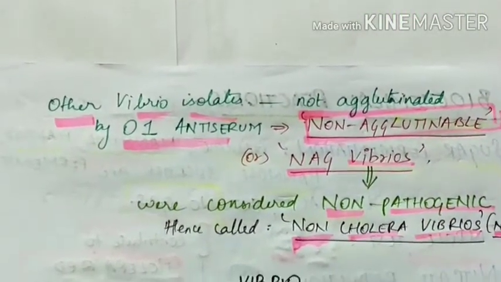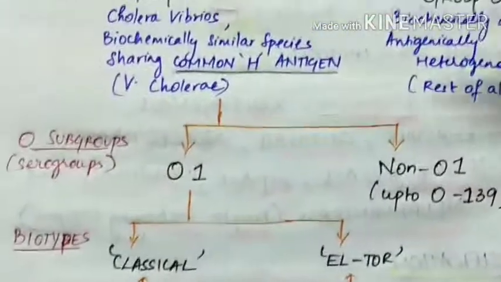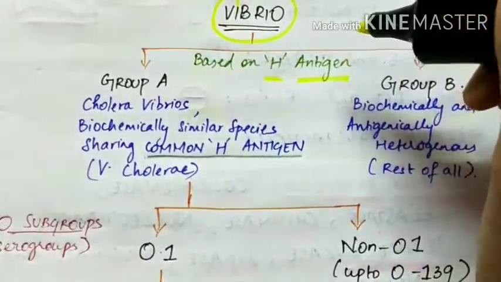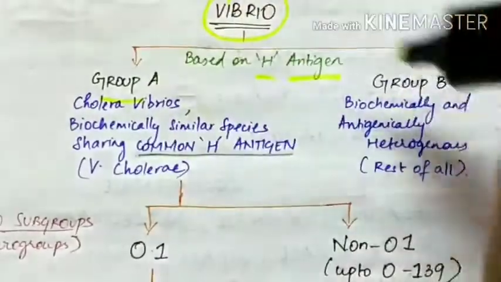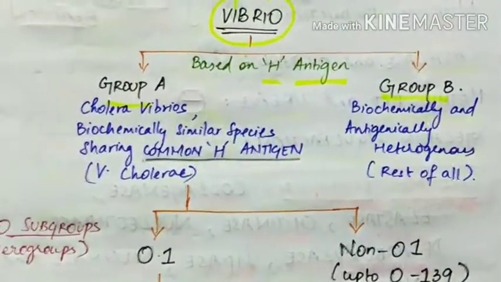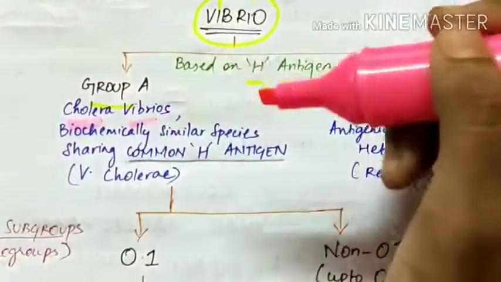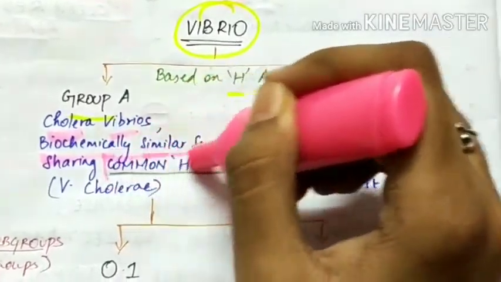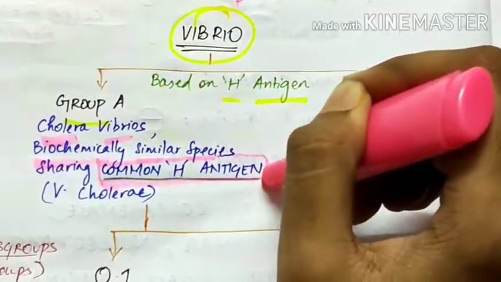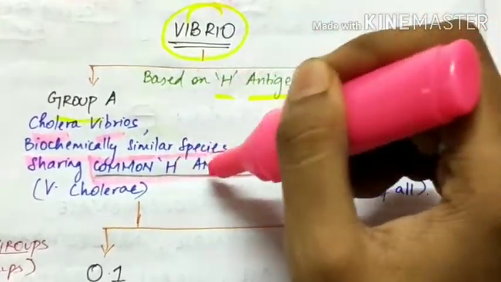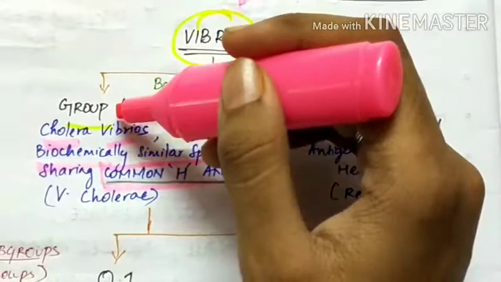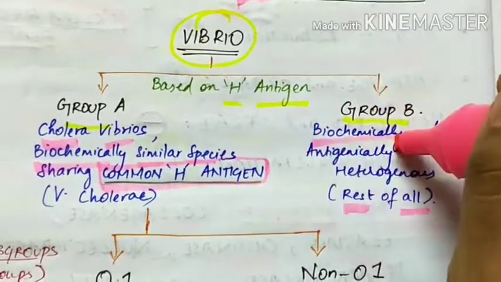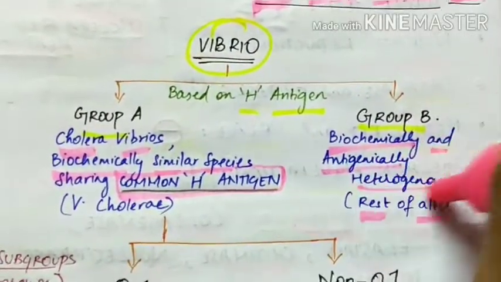Now let's see about Gardner and Venkatraman's classification. Vibrios based on the H antigen, that is the flagellar antigen, are divided into two groups, group A and group B. Group A consists of cholera vibrios and other biochemically similar species which share a common H antigen. All the species having a common H antigen belong to group A, and all the rest belong to group B. They are biochemically and antigenically heterogeneous.